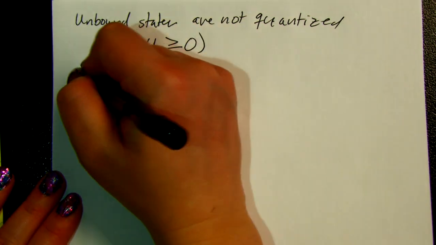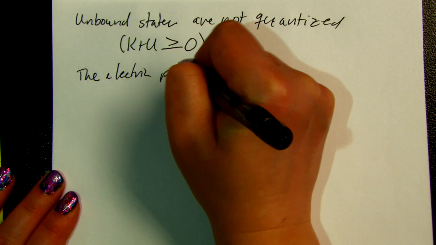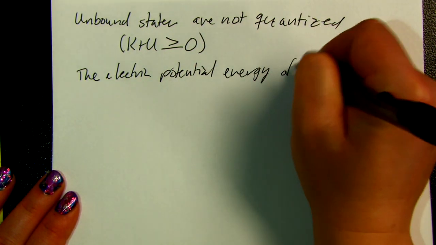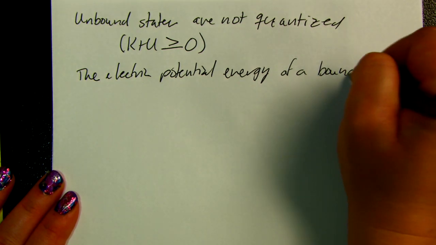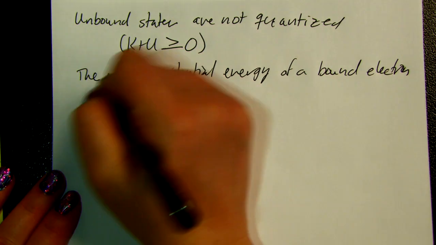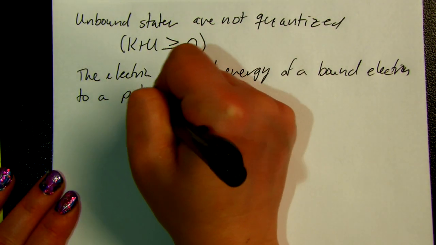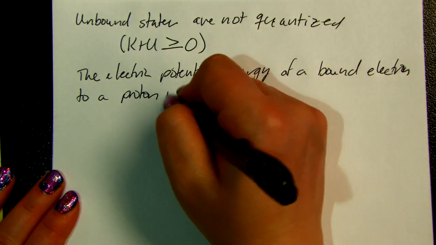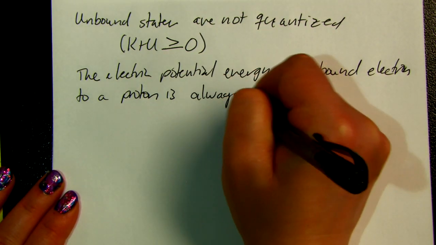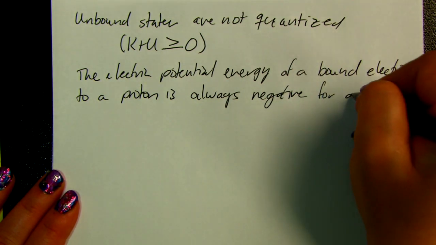So the electric potential energy of a bound electron, so a bound electron to a proton, which would be in the nucleus, is always negative for all separations.